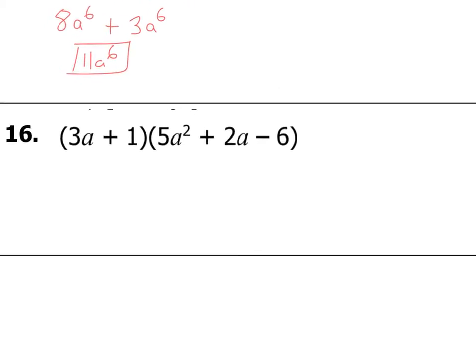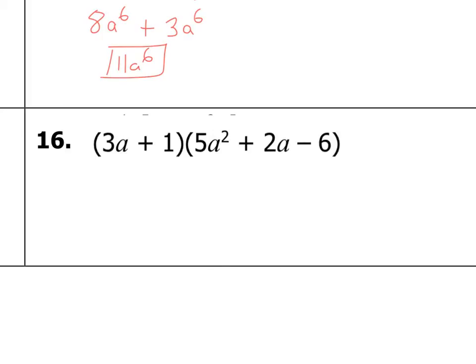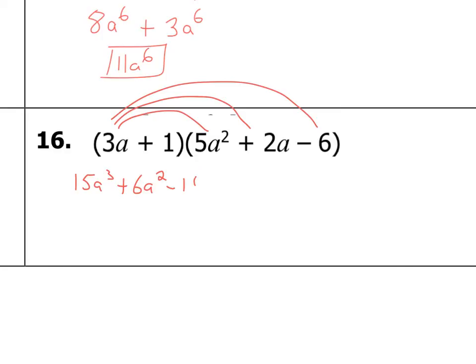And the last problem. This is a binomial multiplied with a trinomial, so we'll just have to multiply this first monomial by every single monomial in that second trinomial. So first it would be 3a times 5a squared, which would be 15a to the 3rd. Then it would be 3a times 2a, which would be plus 6a squared. And last, it would be 3a times negative 6, which would be negative 18a.